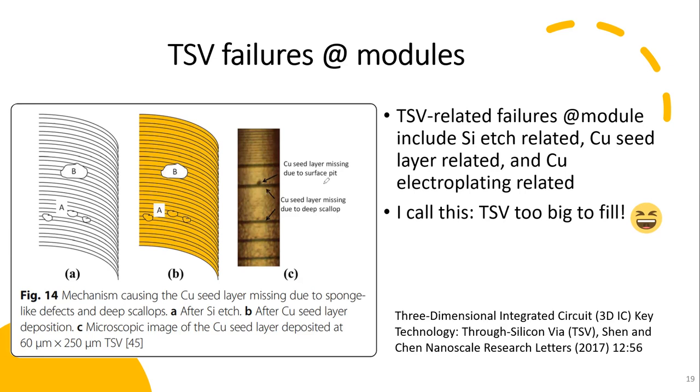Or something else, copper seed layer missing due to surface pit. Maybe you have some dirty stuff. You can't clean it. If the clean had a problem, then the copper seed will see that defect, right? And then it cannot form a proper fill. So these are called module, meaning that it's related to the formation of the via itself. If a machine is not clean, or your process is not clean enough, from incoming silicon edge or yourself, right? So you have all kinds of defects inside, especially on the surface of the copper TSV, then you have a problem, you have failed. In the future, you have failure related to this. I call it your failure at module level.